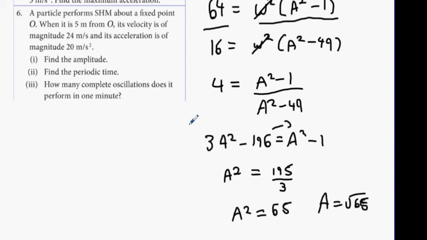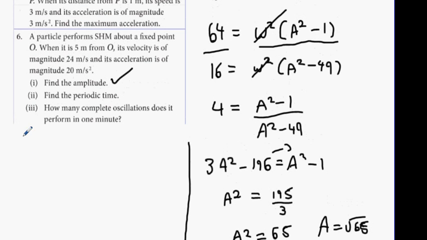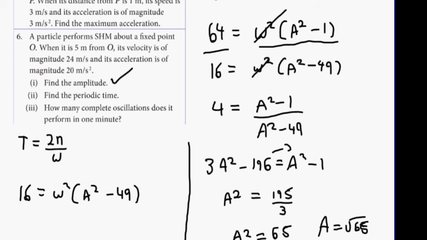The periodic time, guys, what's the crack with the periodic time? How do we figure that out? Periodic time is what formula? Do we know what omega is? Not yet. But we have formulas that had omega in it. So an example would be the 16 equals omega squared. It used to be A squared minus 49, but we now know what A squared is, don't we? So what's A squared? 65, okay, so we have our 65 here.